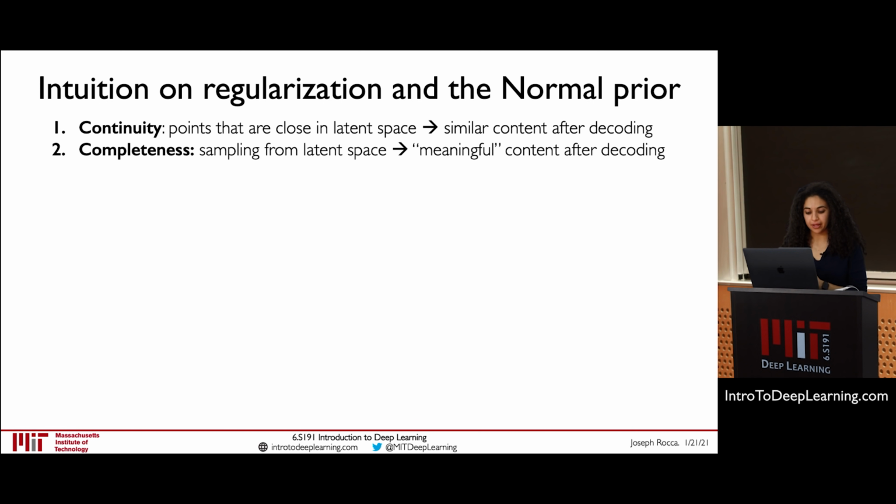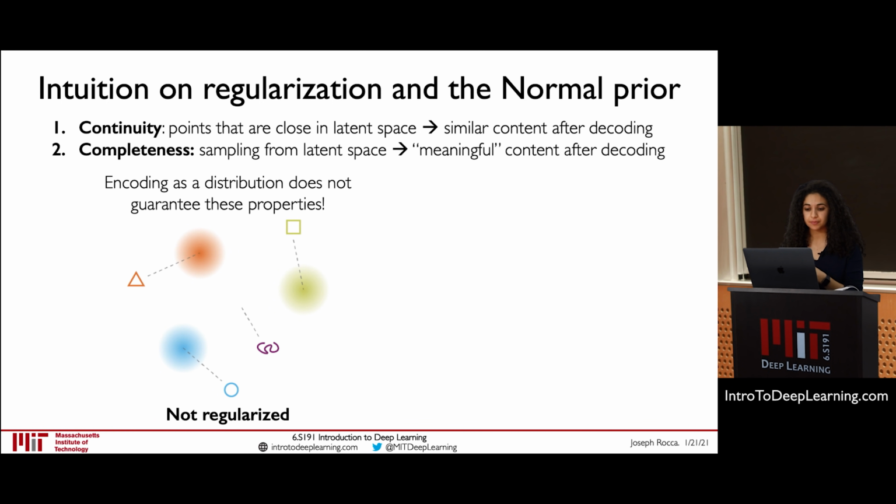Okay, how can we actually achieve this regularization, and how does the normal prior fit in? As I mentioned, VAEs don't just learn the latent variable z directly. They're trying to encode the inputs as distributions that are defined by mean and variance. So my first question to you is: is it going to be sufficient to just learn mean and variance, learn these distributions? Can that guarantee continuity and completeness? No, and let's understand why.